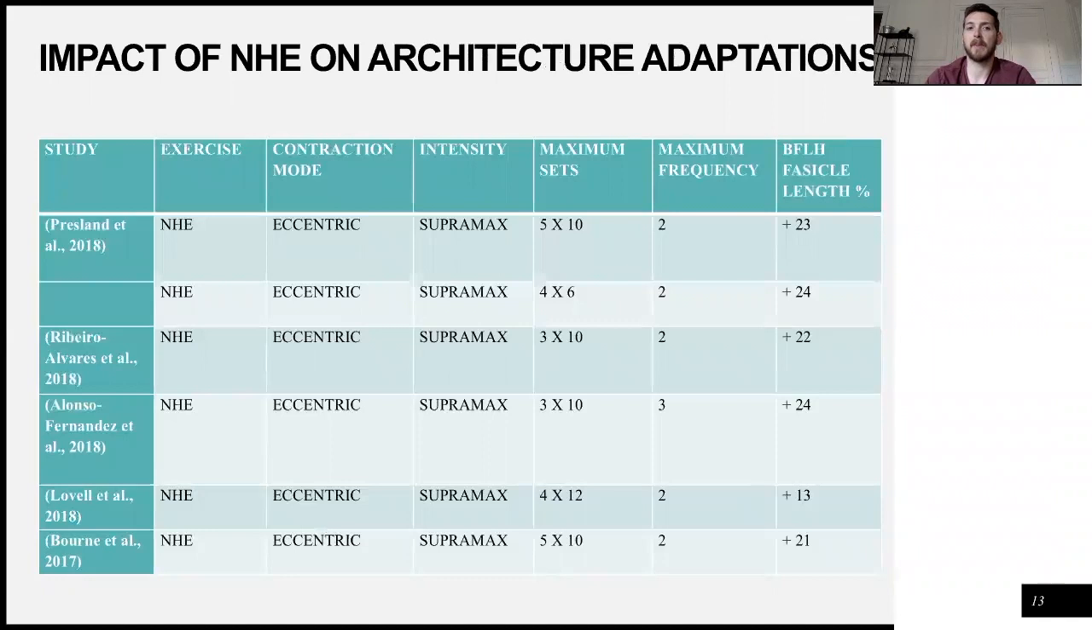When we look at the impact of the Nordic hamstring exercise on the architectural adaptations, again, there are multiple different studies, with similar intensity in that super maximal was used for all studies, but the volume and frequency changed.